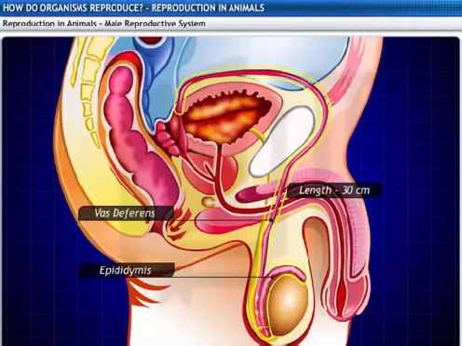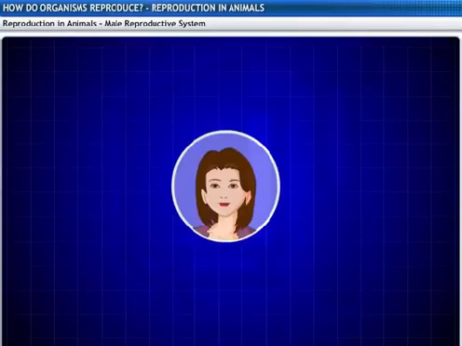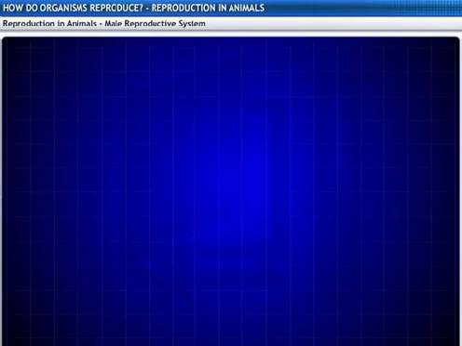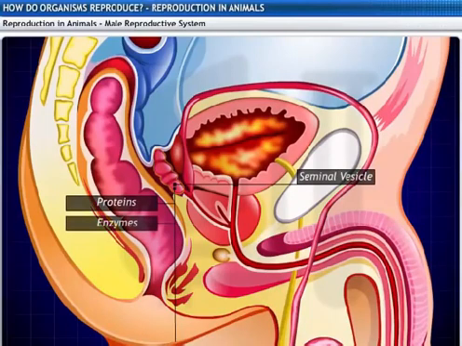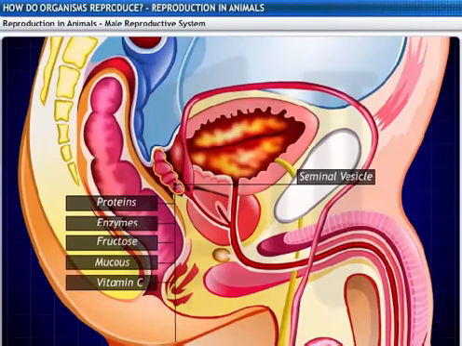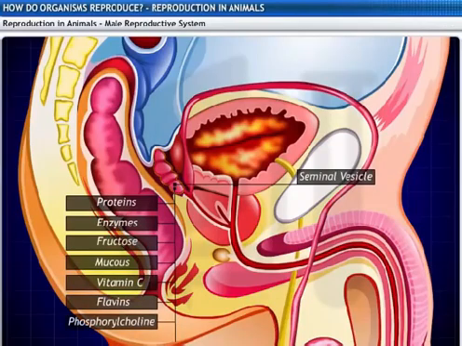The muscles in the walls help to propel the sperm forward. What secretions are made by the glands? The secretions from the seminal vesicle contain proteins, enzymes, fructose, mucus, vitamin C, flavins, phosphorylcholine, prostaglandins.